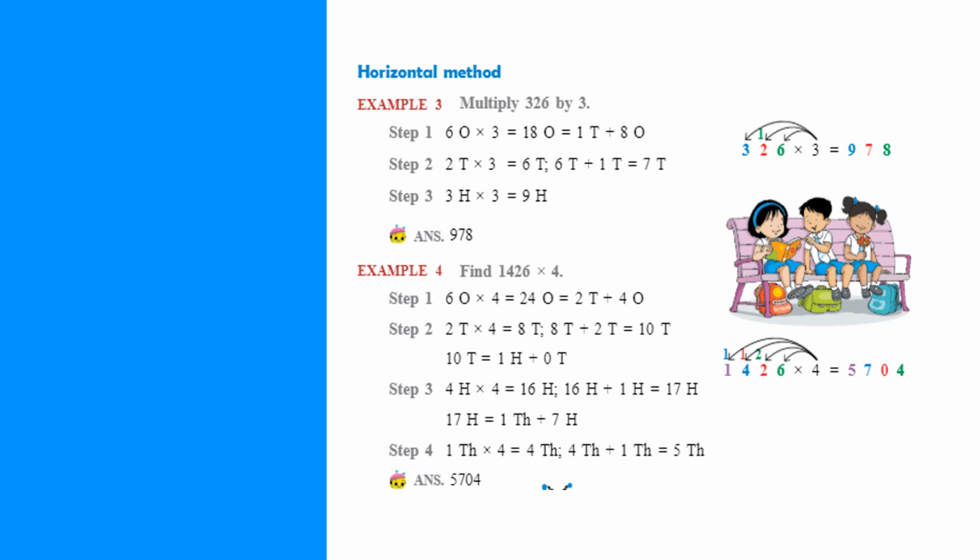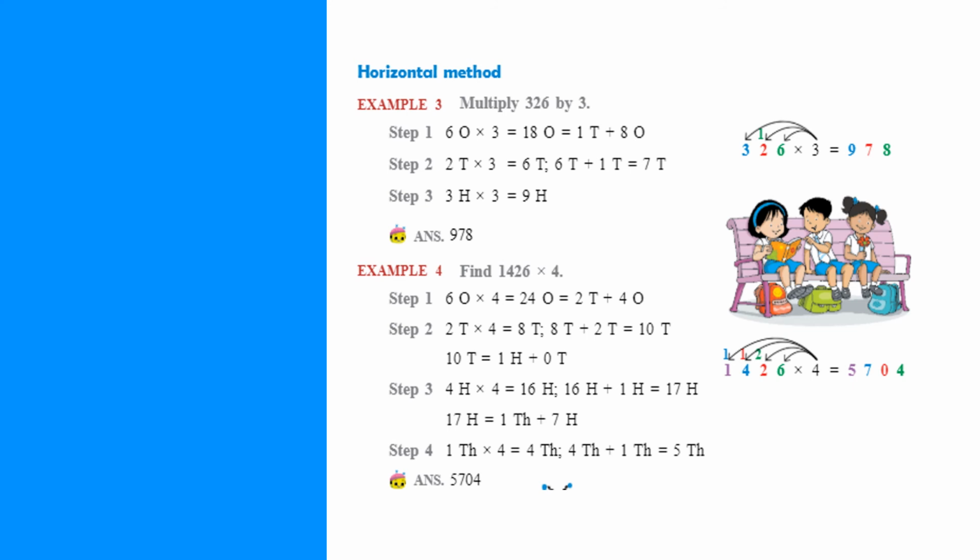Very nice. So first what we will do? We will multiply 6 ones with 3. So when we do this, we get the answer 18 ones. 3 sixes are 18. 18 ones. So in 18 ones, how many ones and how many tens are there? So there are 8 ones and 1 ten. 8 we will write here at the ones place. And 1 ten will be carried over to tens place. Very nice.